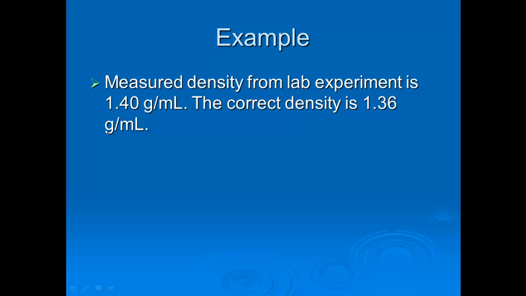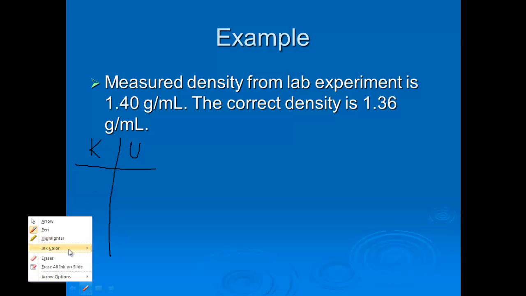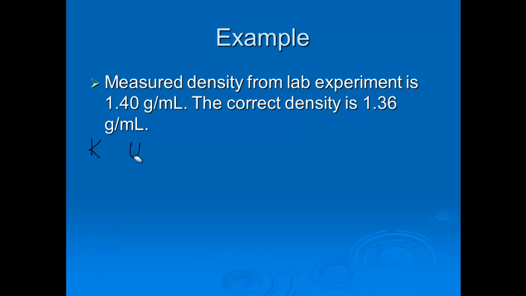The first thing we have to do is list out what's called the known and the unknown. So you're going to put two columns out here with a K and a U. And in the known, actually that's a little bit tight here, so I want to be able for you guys to see it. Let me do the known first, and then I'll put my unknown. Anyway, my known values is what the problem tells me. So if I read the problem, it says the measured density from the lab experiment is 1.40 grams per milliliter.